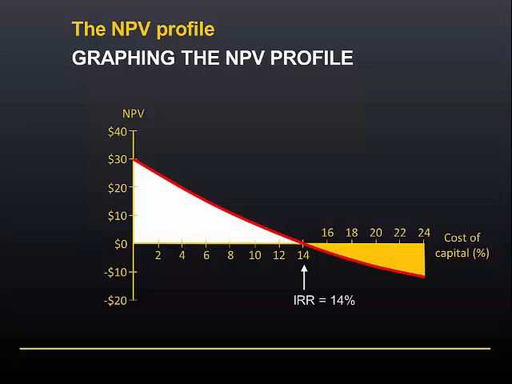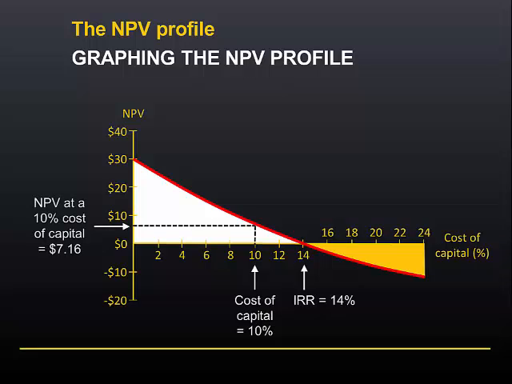The point at which the NPV profile crosses the x-axis represents the internal rate of return. This is consistent with the internal rate of return that we encountered in the internal rate of return module. It is the cost of capital that gives us an NPV of 0. In the net present value module, we had a cost of capital of 10%, and we can see that this is equivalent to an NPV of $7.16.